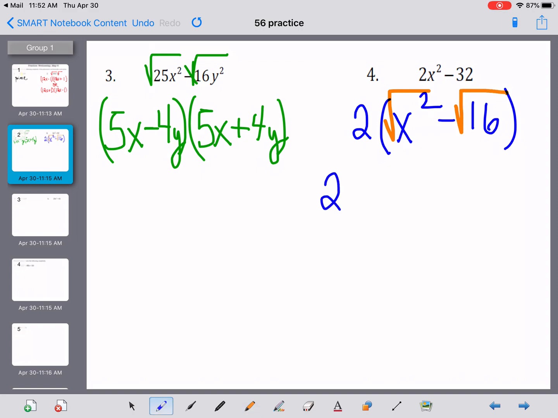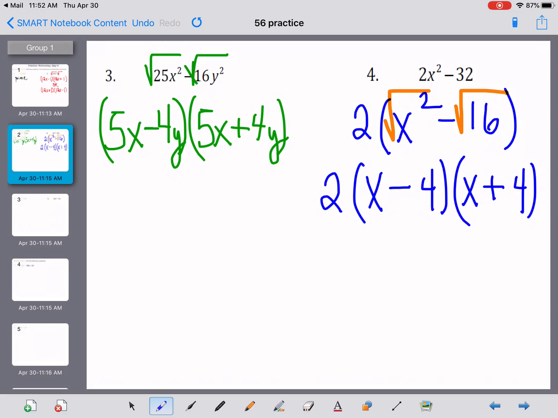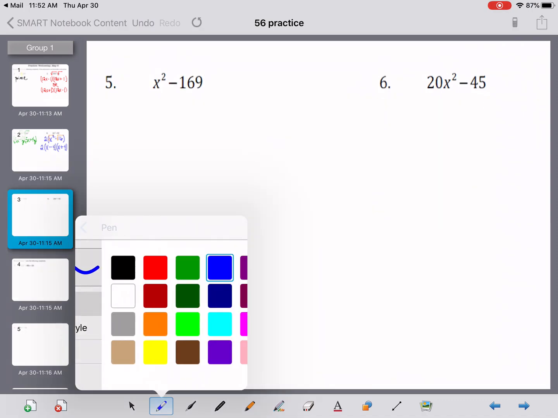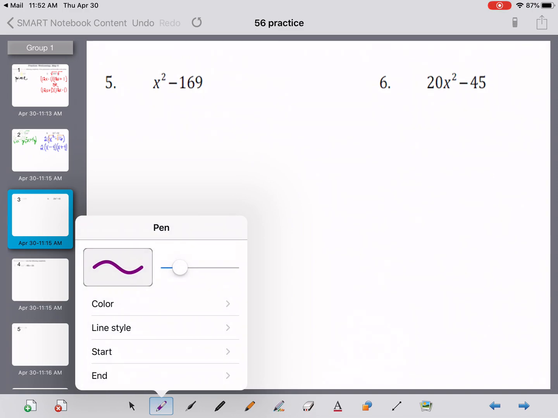We do want to write the 2. It is a factor. But when we take the square root of x squared, we get x. When we take the square root of 16, we get 4. And then we're going to have the different signs. One sign in each of the parentheses. Use your calculator if you must on these.